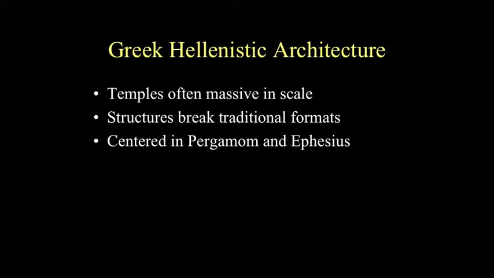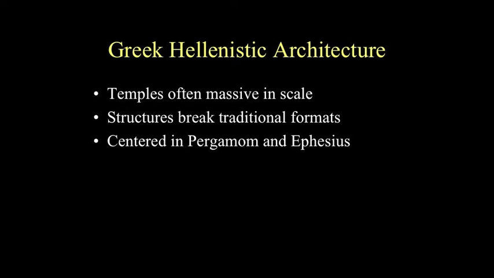Some other shifts and changes that are interesting when we talk about Hellenistic architecture specifically. Hellenistic architecture tends to break from some of the earlier traditional Greek forms. The temples become quite a bit larger in some cases. We have some temples, such as the temple to Apollo at Didyma, that are absolutely enormous in terms of scale, even when compared to some of the substantial examples from the classical period. Some of these later Hellenistic temples are truly gigantic.